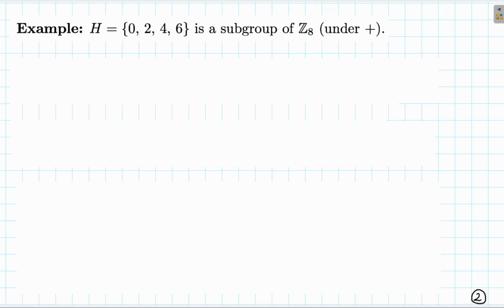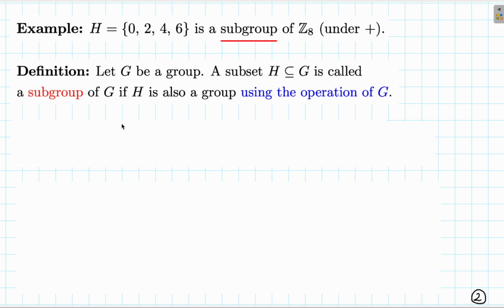What we just saw is that our subset H is not just a subset of Z8, but a subgroup of Z8, because it happens to be a group on its own using the same operation as Z8, namely addition mod 8. And so here's a generalization. Let G be a group, for instance, Z8. Then a subset H of G is called a subgroup of G if H also happens to be a group using the same operation of G. And so that part about using the same operation of G is important.